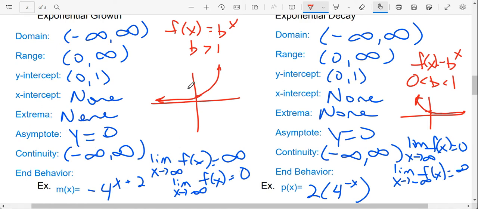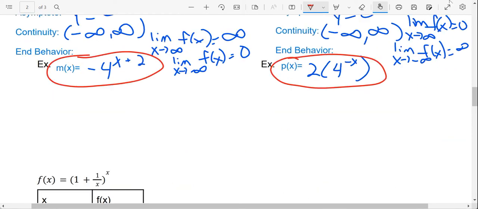End behavior, as you see with this one: as x goes to infinity, your output goes to infinity, and as x goes to negative infinity, it goes to 0. Vice versa for exponential decay problems. All right, we're going to do 2 transformations for this function and then this function as well.